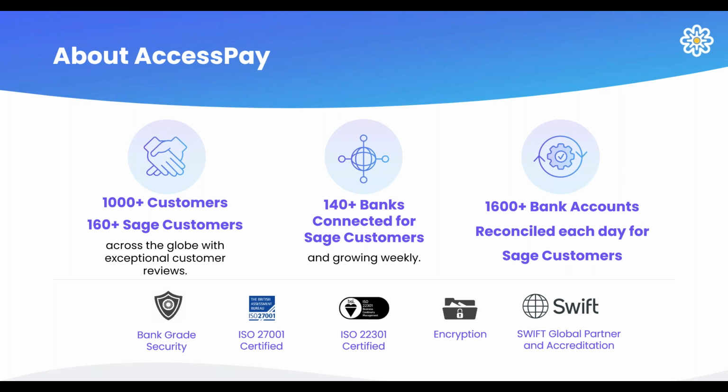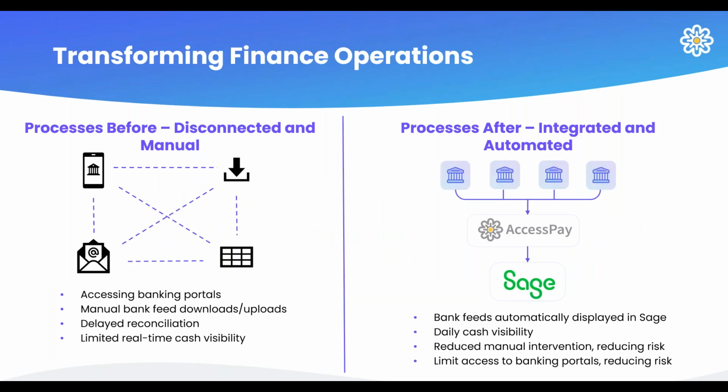As a company, we've got over 1,000 customers, and just so you understand where AccessPay sits, we are responsible for essentially delivering messages from your back office system into your bank, and then vice versa, from your bank into your back office system. So just automating a lot of those finance processes that are often quite manual and take a lot of time. That leads me nicely on to how we work with Sage and essentially what we do.